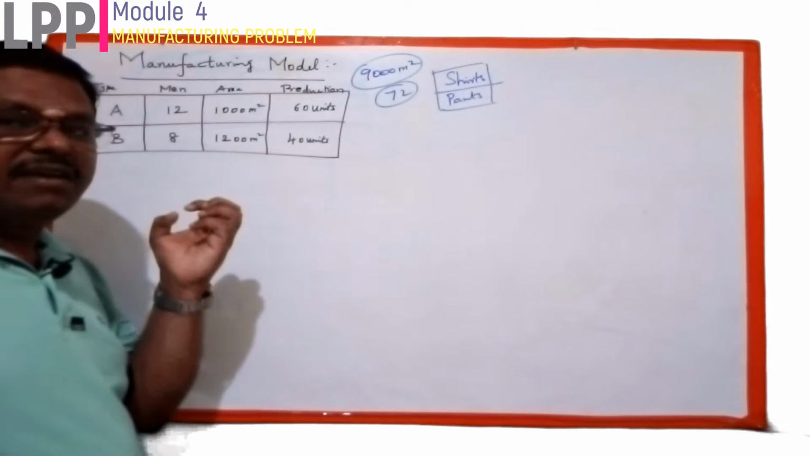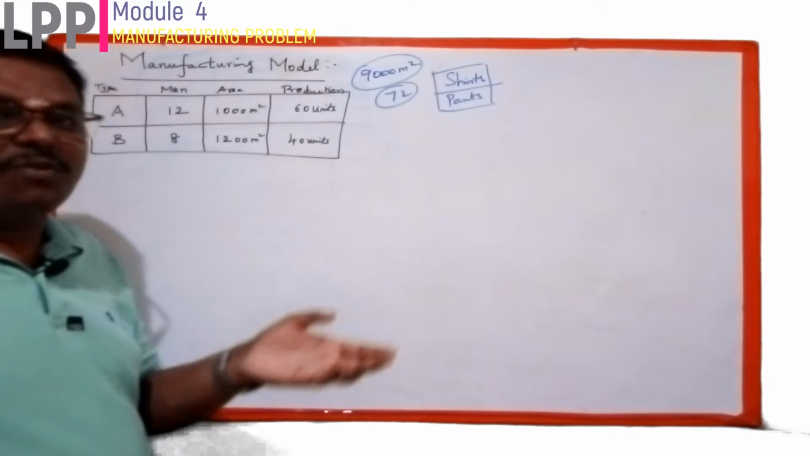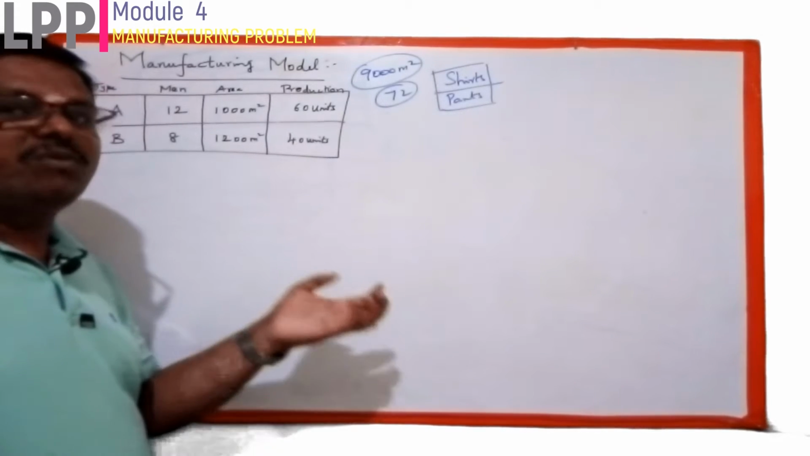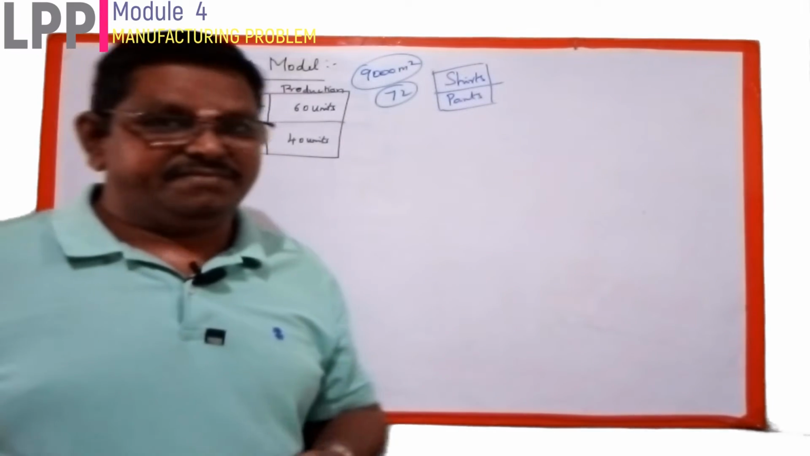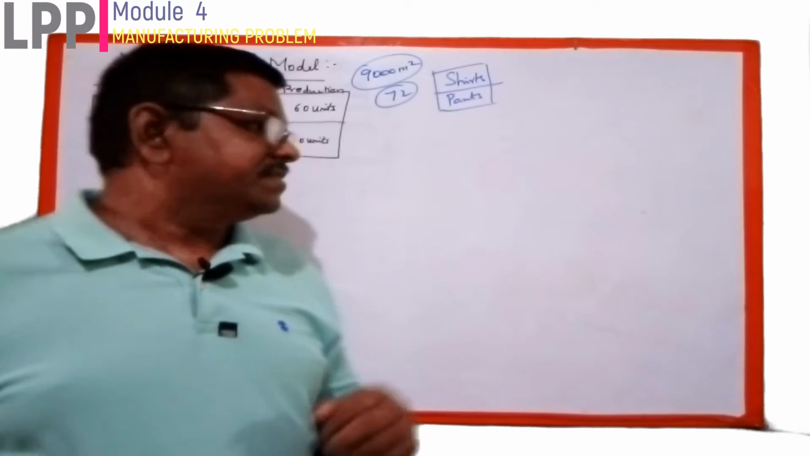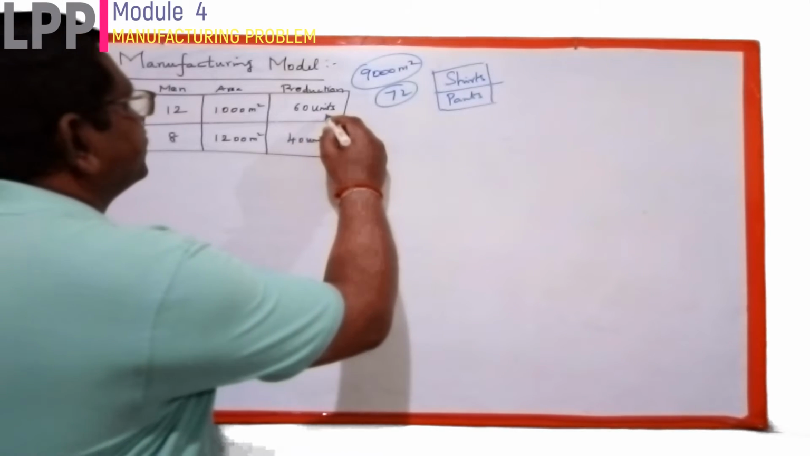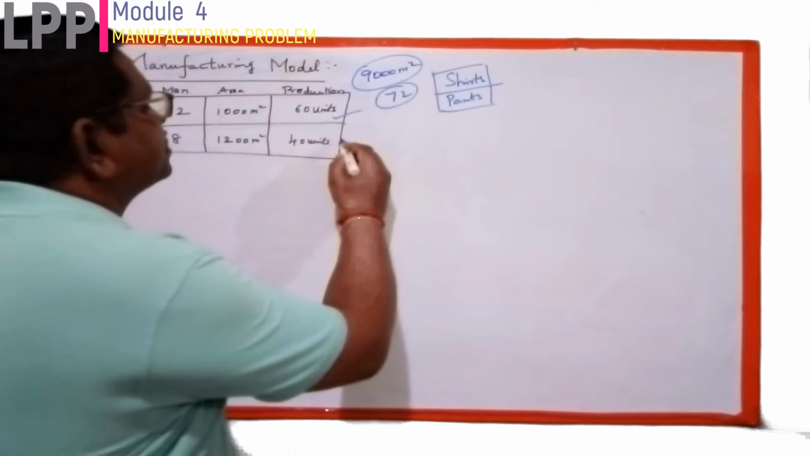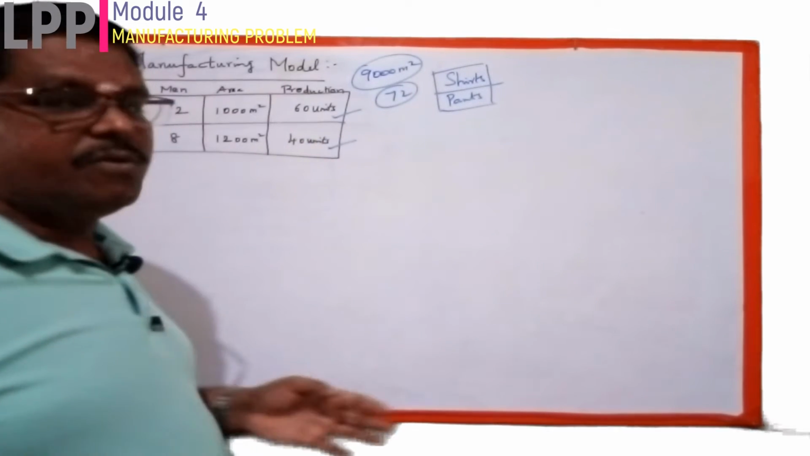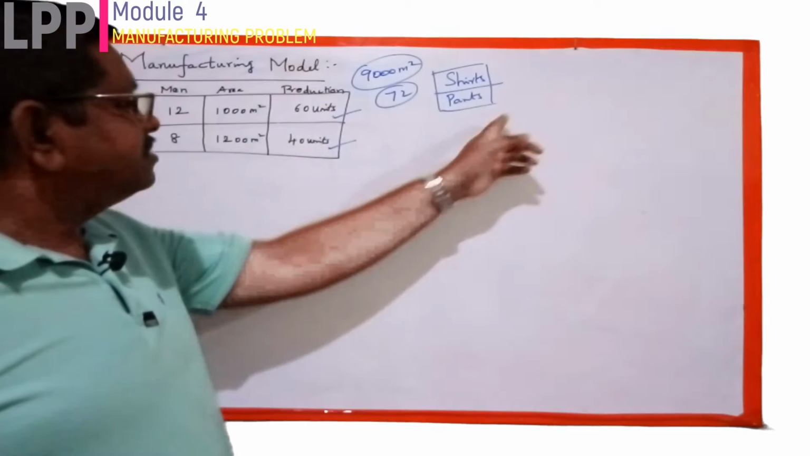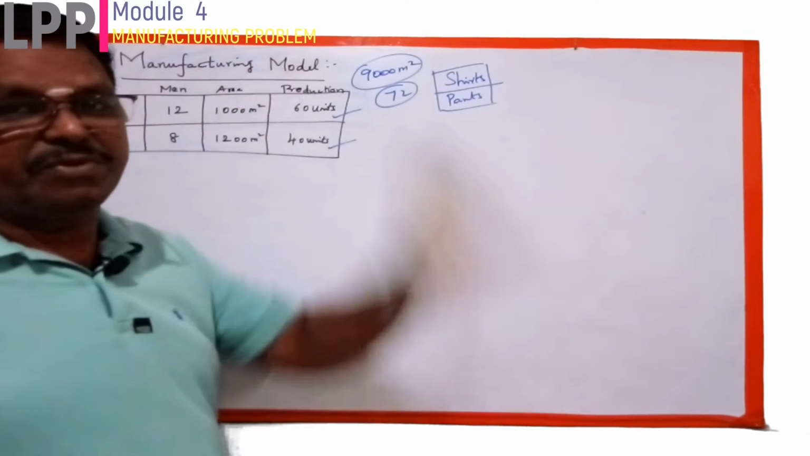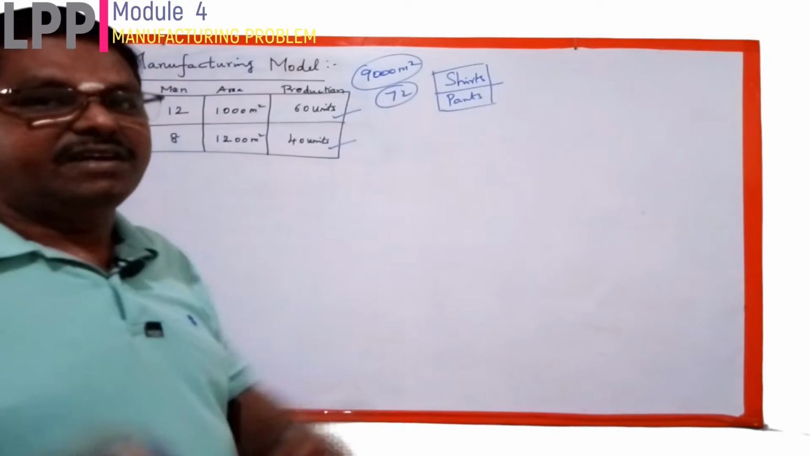And finally, how many members are working is not the main thing for us. How much production we are able to make every day, that is very, very important for everybody. Isn't it? So here the given condition is that per day a minimum of 60 shirts and a minimum of 40 pants must be produced. This is the data given to us.